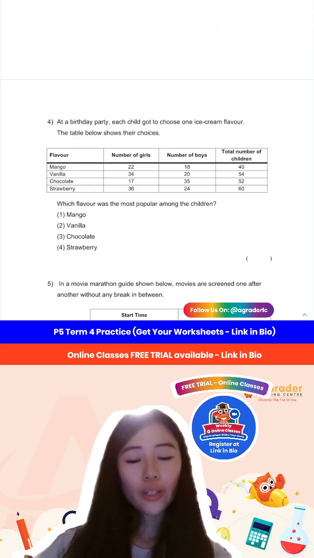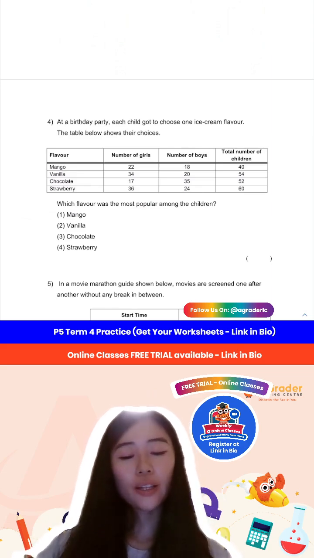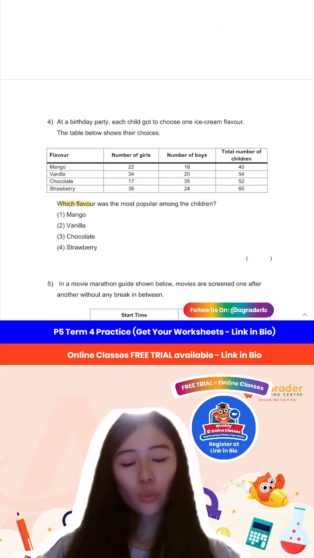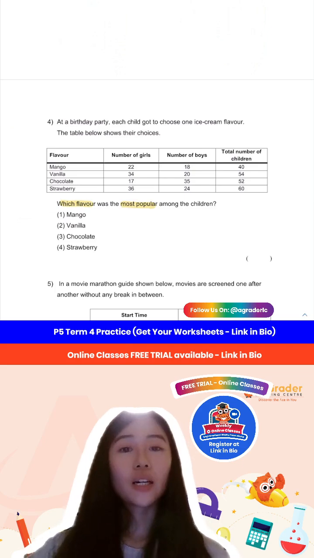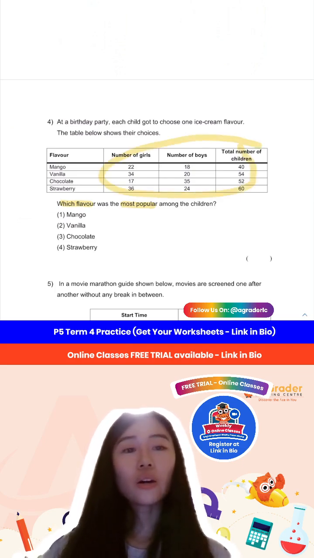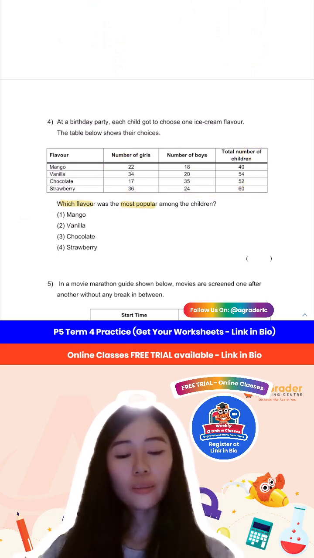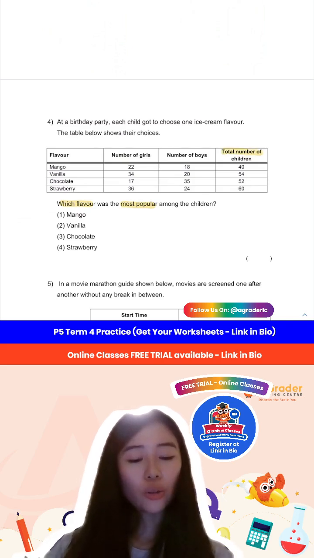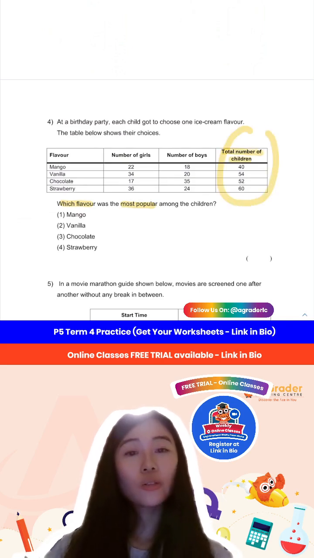For question 4, it says that at a birthday party, each child got to choose one ice cream flavor, and the table below shows their choices. So the question wants you to find out which flavor was the most popular among the children. They gave you a lot of numbers in this table, but you only need to look at the total number of children. You only need to look at this column.